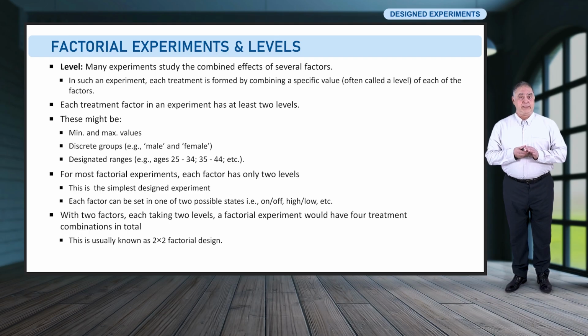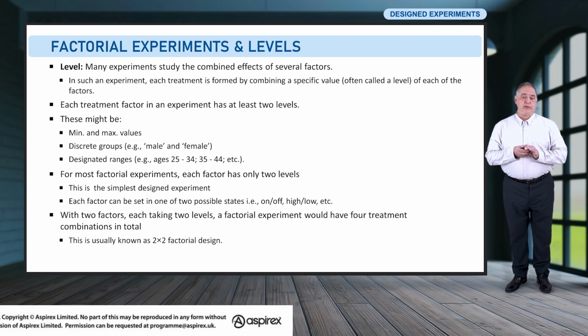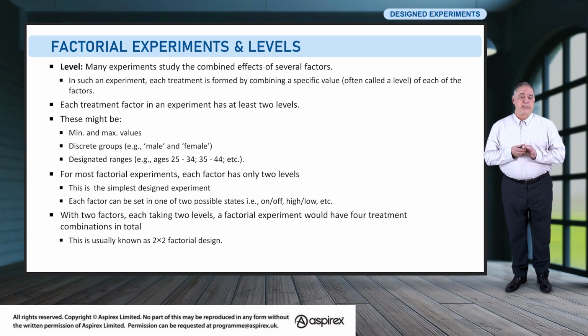So for most factorial experiments, each factor has only two levels. This is the simplest designed experiment. Each factor can be set in one of two possible states, and this can be binary, like on and off, 0 and 1, high, low, etc. With two factors, each taking two levels, a factorial experiment would have 4 treatment combinations in total. And this is usually known as 2x2 factorial design.